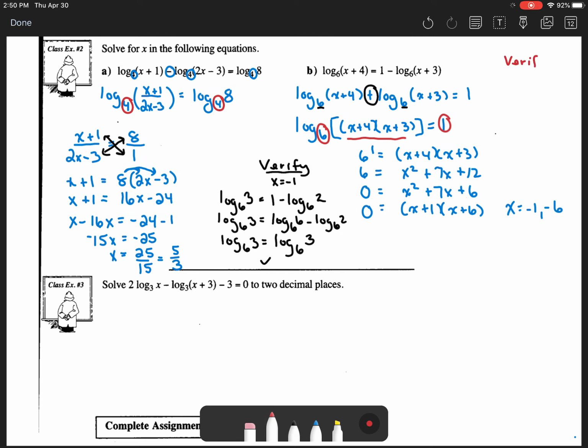Now I have to verify the other potential solution, which is x equal to -6. When I go into the equation, I'm going to have log base 6 of -6 plus 4, which is -2, plus log base 6 of -6 plus 3, which is -3, and that should equal 1. I don't have to go any further because once I substituted that potential solution into the original equation, you can see that I have negative arguments, which we cannot have. So that solution is extraneous. We can't use it. The only valid solution in B would be x equaling -1.